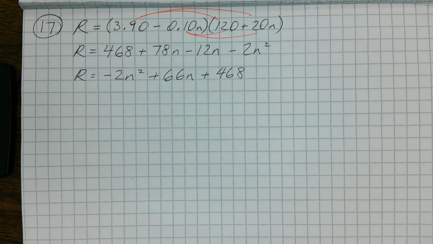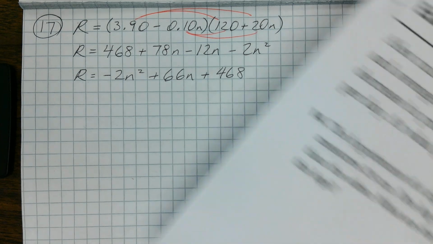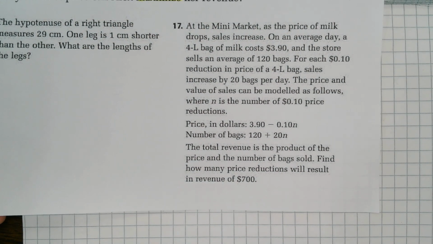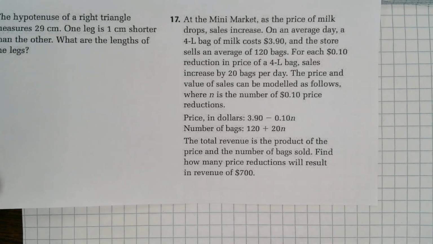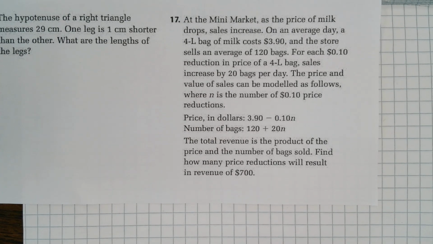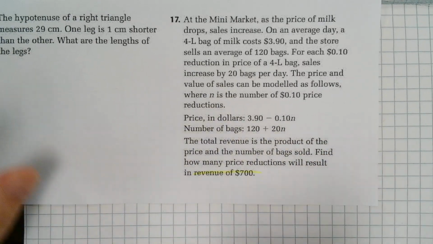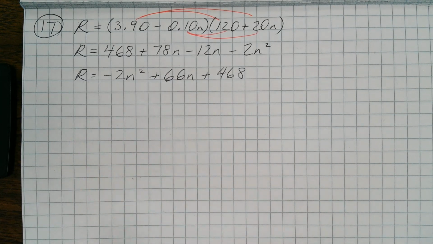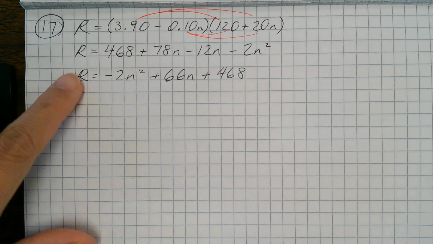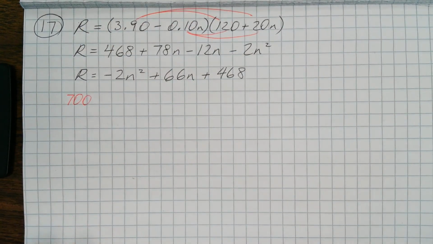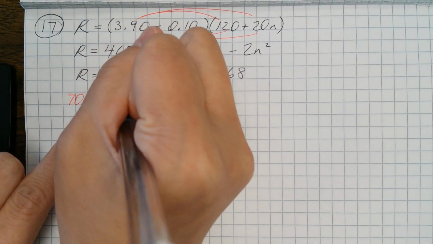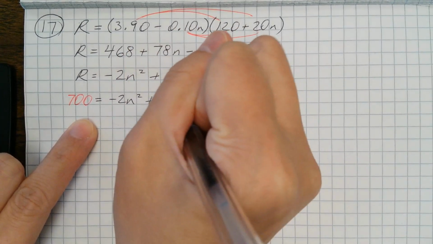Take a look at the question. What's one piece of info I haven't used? The $700. So the revenue of 700, I haven't used that. Where do you think I should sub in that 700 then? For R, revenue, R, 700. So that's where I would substitute it in. That's where it's a little different than the one that we did.